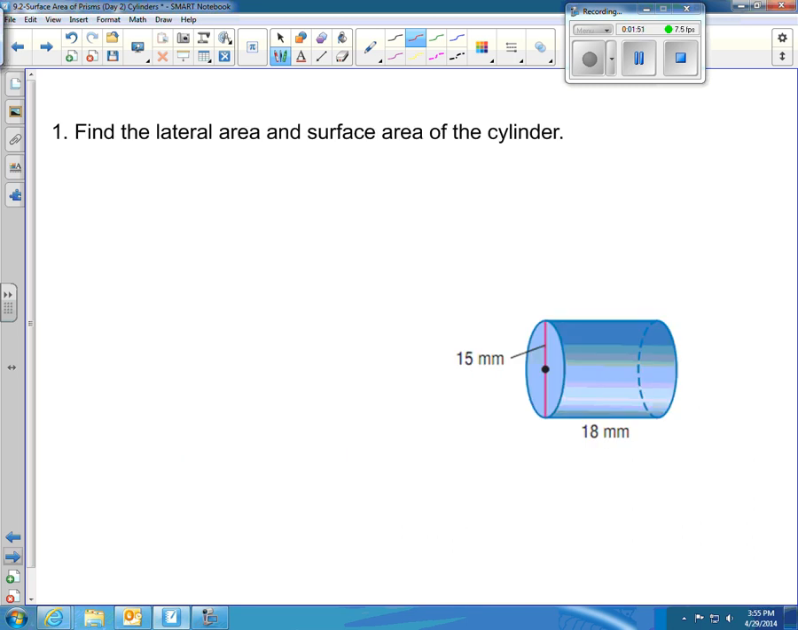Here in problem 1, it says find the lateral area and the surface area of the cylinder. We're going to find the lateral area first because we need that to find our surface area. Okay, so lateral area is going to be 2 times pi times our radius. Well, our diameter is 15, so our radius is half of that. So 7.5 times the height, and our height is our 18. Go ahead and type that out into your calculator, and let's agree to round it to 1 decimal place.